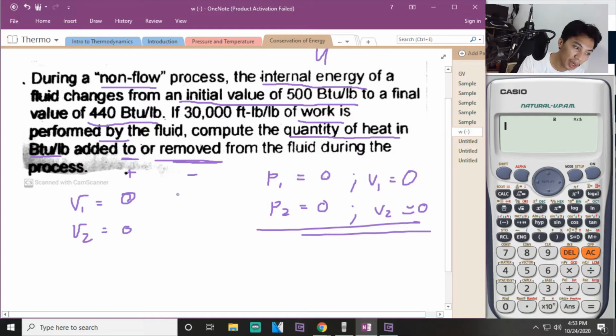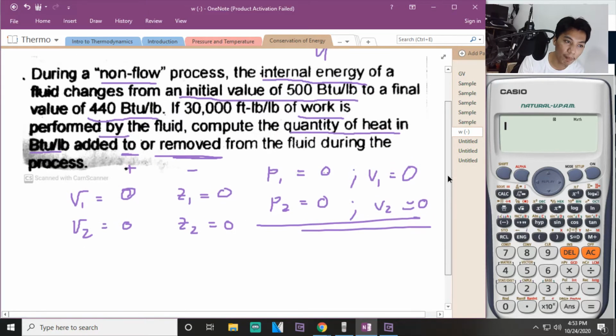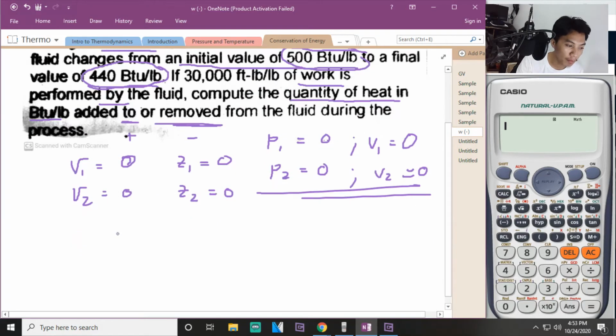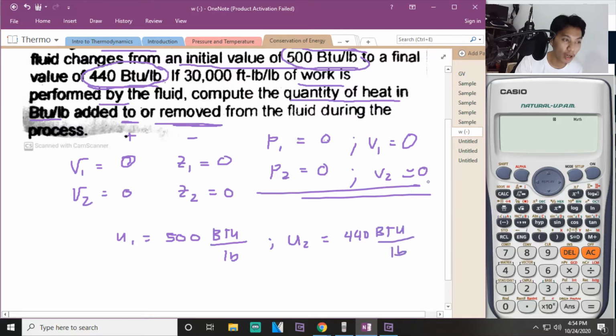Meron ka bang height na binigay? Z1? Wala, 0. Z2? 0. Ano lang ang binigay sa'yo dyan? Yung U. That is initial value na U, ito, 500. And then final value na 440. Okay, lista natin. U1 is 500 BTU per pound. The U2 is 440 BTU per pound.